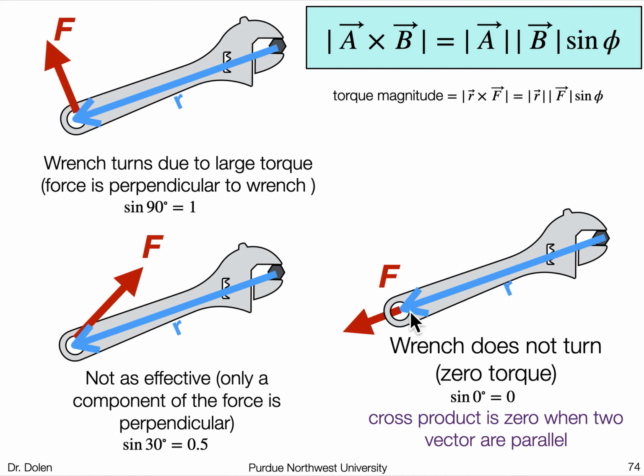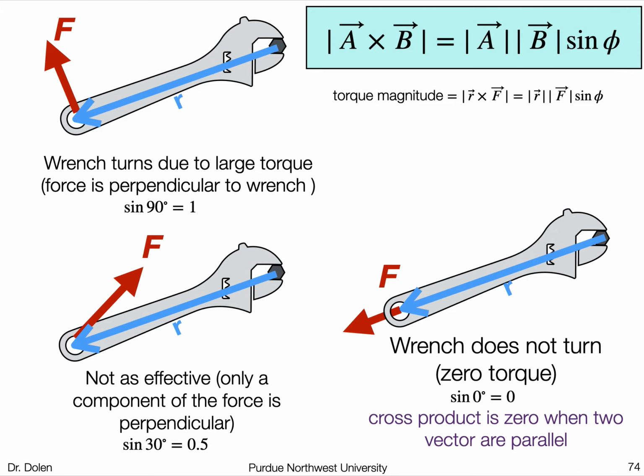Finally, I could apply my force at the same location with the same magnitude, but I could put it in this direction, right? And in this case, r and F are parallel. Sine of 0 degrees is 0, right? So that's 0 torque, right? So when I have two vectors which are parallel, their cross product is going to be 0, and you can see that's important for defining torque, because it doesn't matter how big this force is, I'm never going to turn the wrench with this force. So the direction of your force matters. So if we want to write down a mathematical definition to communicate this fact that the direction of your force matters when trying to make something turn, we need to use the cross product to do that.